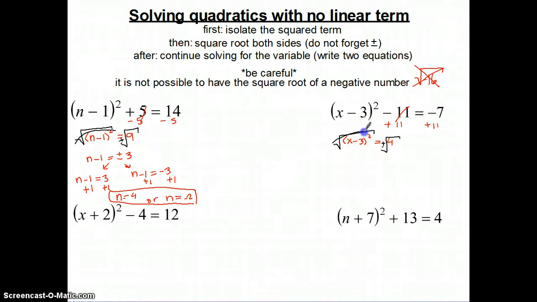Square rooting cancels the radical with the exponent and leaves me with x minus 3. And the square root of 4 is 2, so I have positive or negative 2. Writing my two equations, I find x minus 3 equals 2, or x minus 3 equals negative 2, and now I solve each of these equations. So x may equal 5, or x may equal 1. Go ahead and pause the video and try the next two on your own.